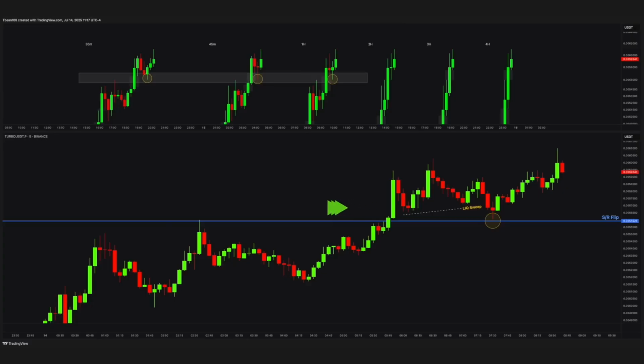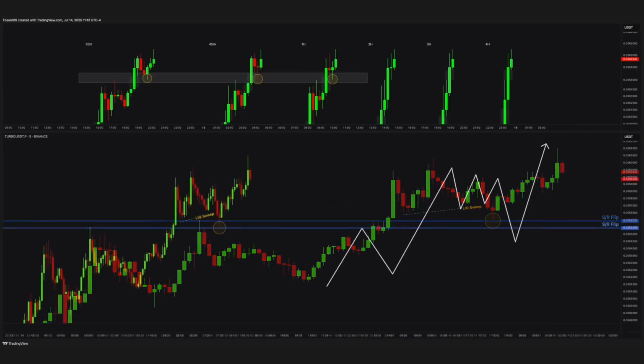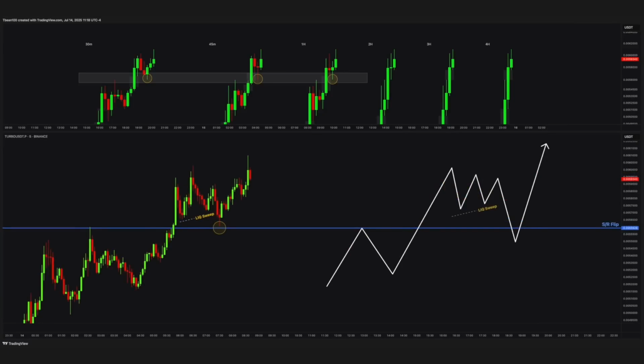Okay, let me make it clearer for you. Price sweeps the inner liquidity area and crashes into the SR flip zone, which happens to be at a multi-imbalance zone. Once you see this price action every day and practice on the charts, you will start recognizing this pattern everywhere. But the golden question still remains. How do you trade this?